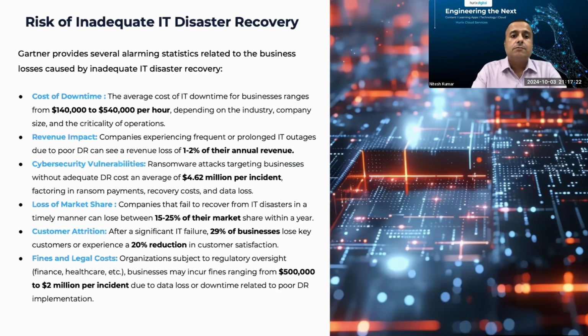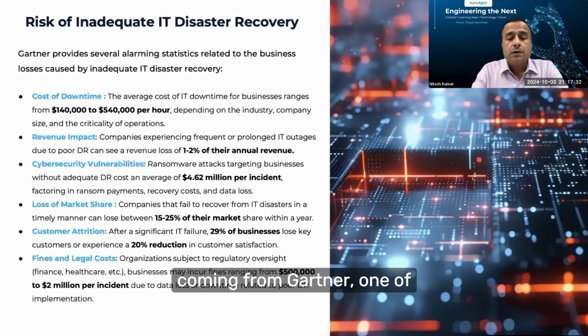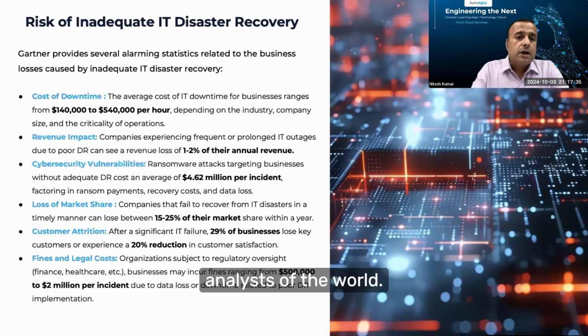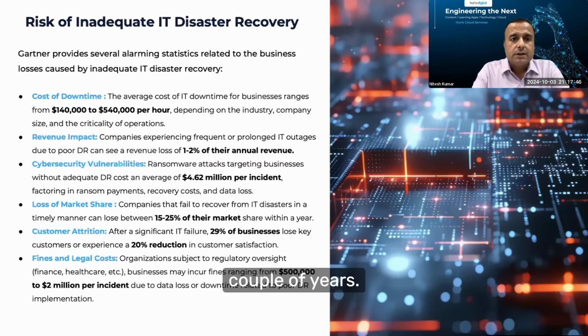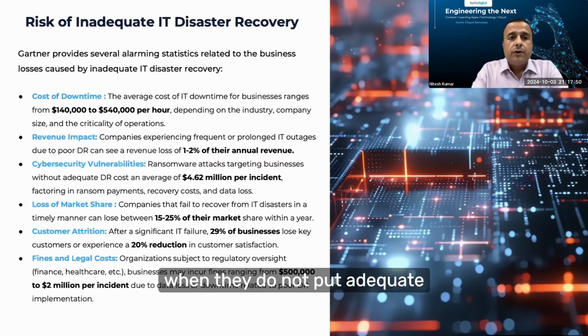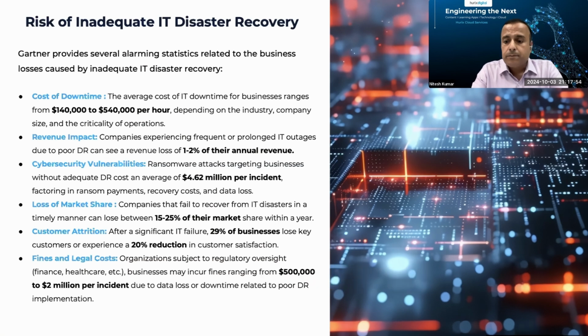So, friends, these are the alarming statistics Gartner has highlighted. As I said in the beginning, this data is coming from Gartner, one of the leading business analysts of the world. Gartner very often does this kind of forecast, and their forecast sets the tone of the business for the next couple of years. So these are the risks a business organization has when they do not put adequate IT disaster recovery in place.